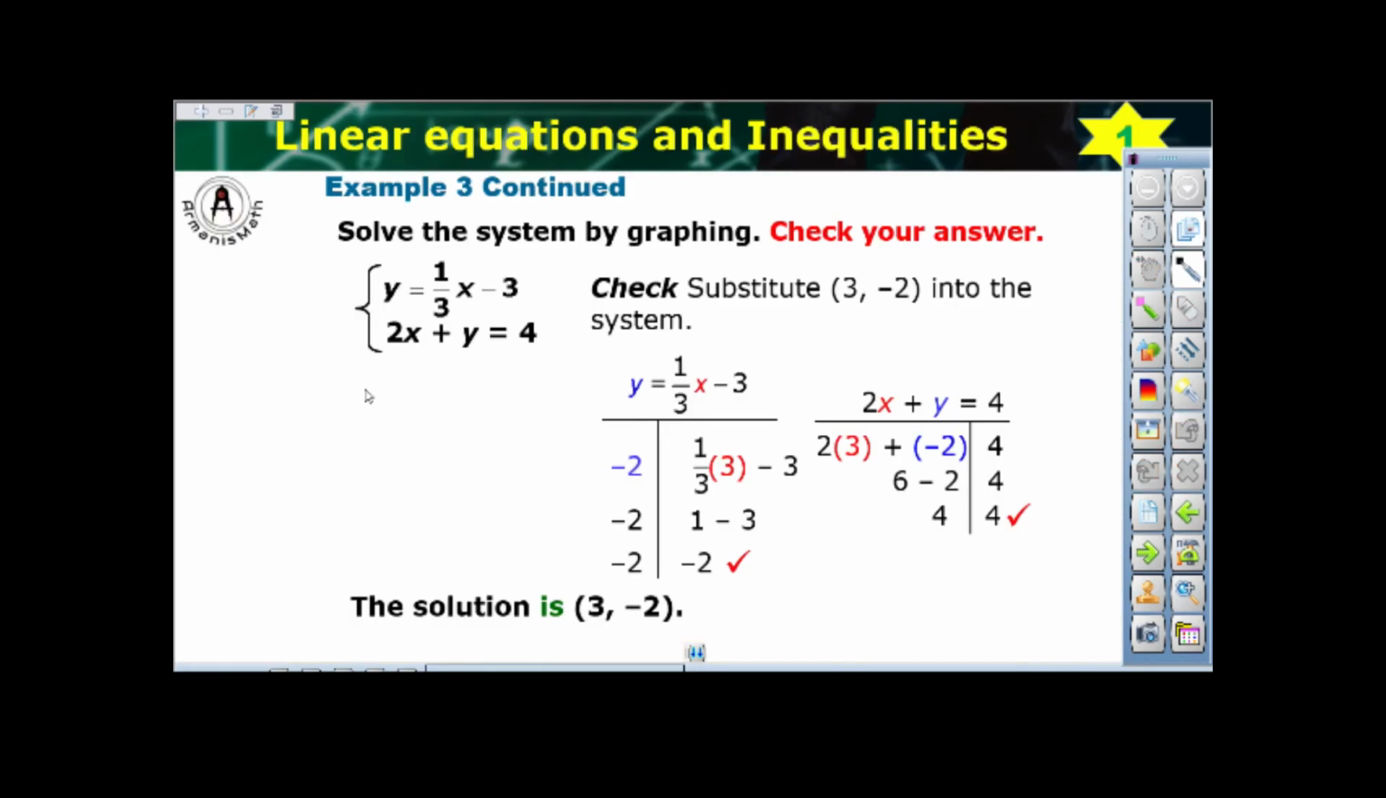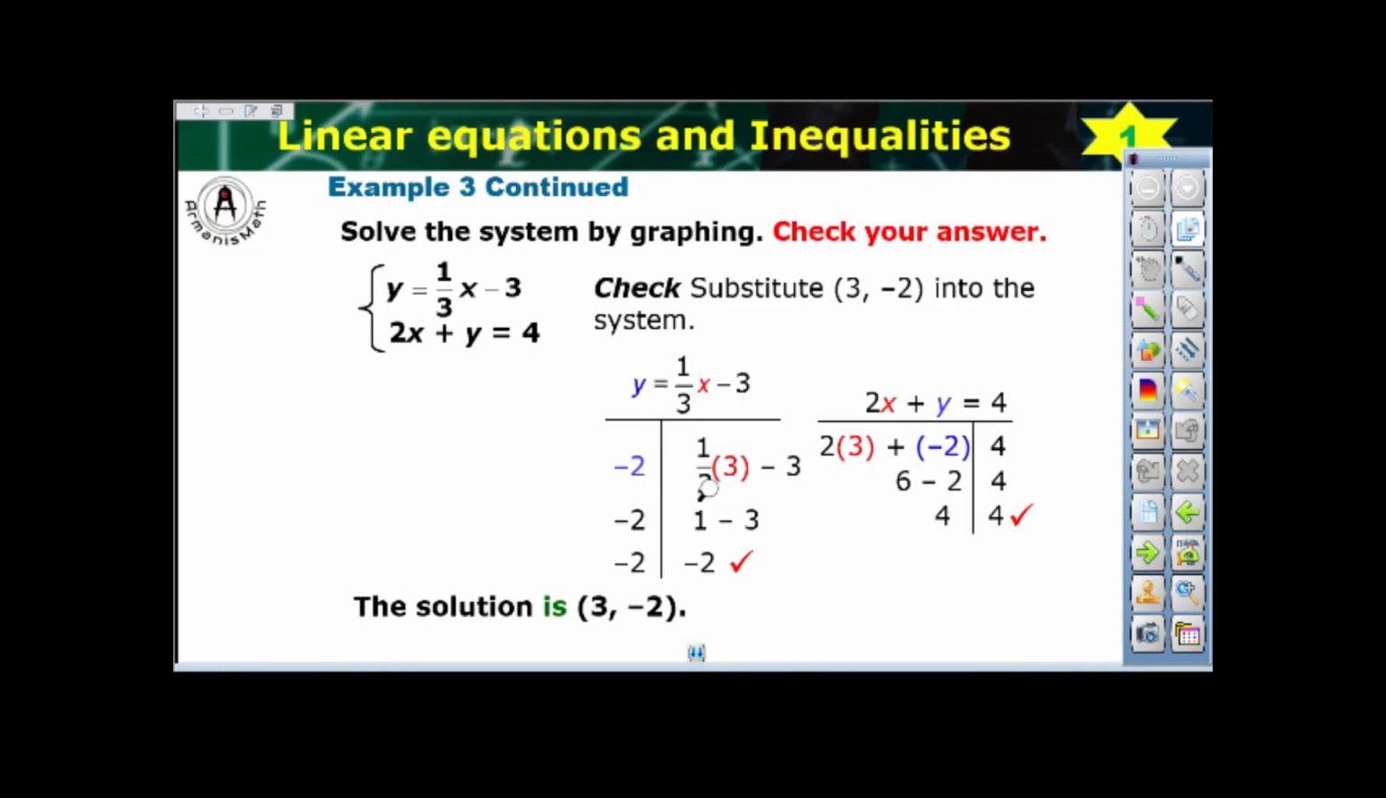We're not sure yet. So we go here and say 1/3 times 3 is 1. I've got 1 minus 3, that's negative 2. Negative 2 equals negative 2 for this one. How about the second equation? Again, substitute 3 and negative 2. 2 times 3 is 6, minus 2, that's 4. 4 equals 4. Yep, it does work, and this is a solution.